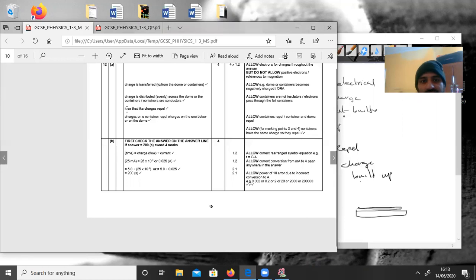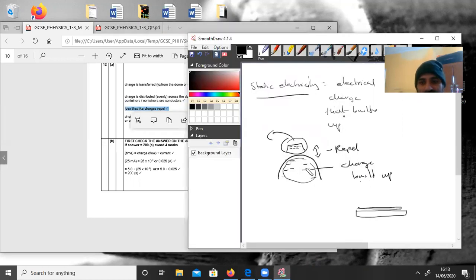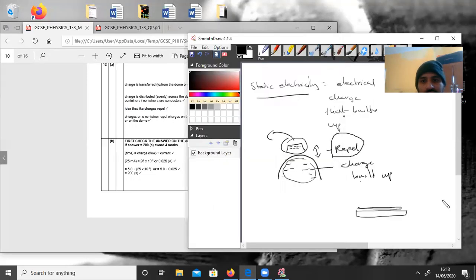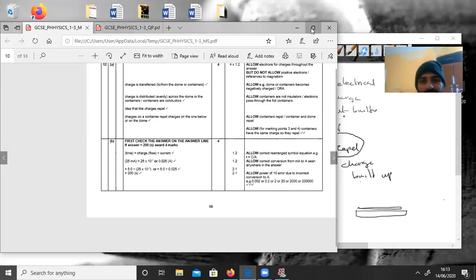Okay. Like charges. It says the idea that like charges repel, because the container has the same charge as the dome. They're both of the same charge. Like charges will do something called repel. They push each other away. Charges on the container repel the charges on the one below, on the dome. So these charges and those charges repel each other. Does that make sense? Yeah.